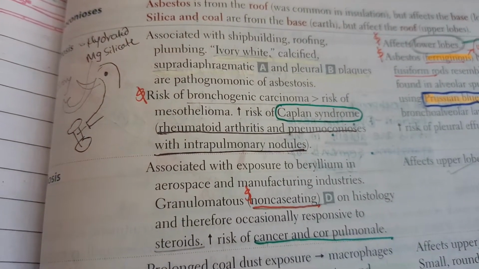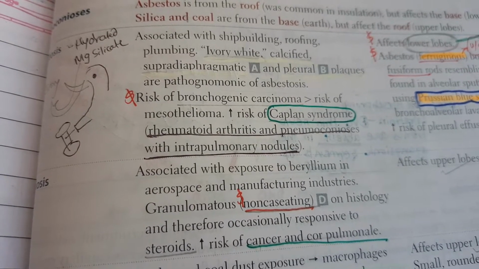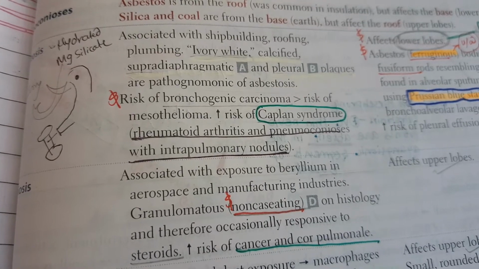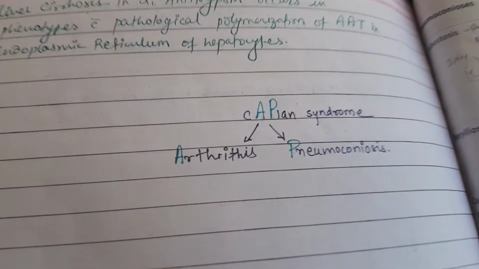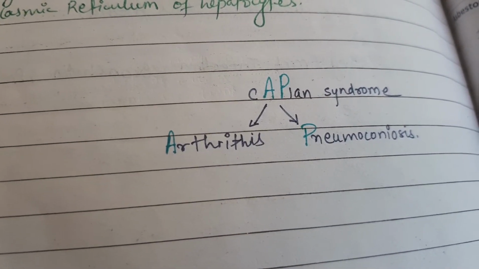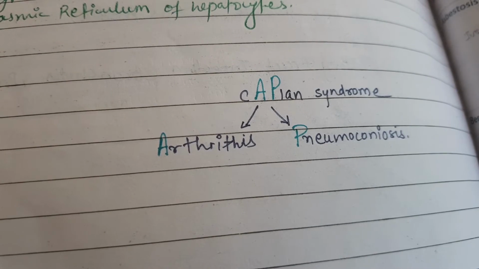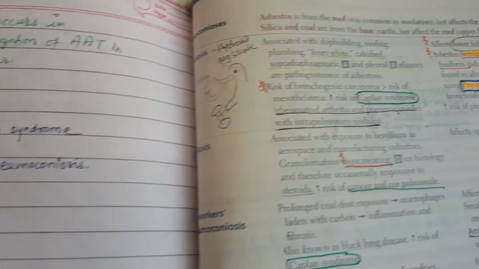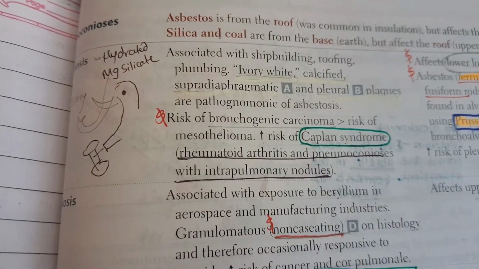The risk of bronchogenic carcinoma is more than the risk of mesothelioma, so be very careful while you are choosing this option. There is an increased risk of Caplan syndrome. Now again, Caplan syndrome is arthritis associated with pneumoconiosis. You can see over here, I have made a simple memory hook. Caplan is arthritis and pneumoconiosis, right? So this is all that you need to know in asbestosis.